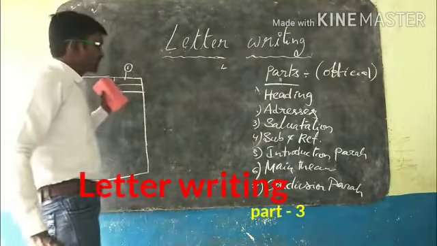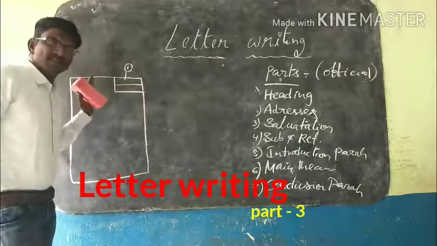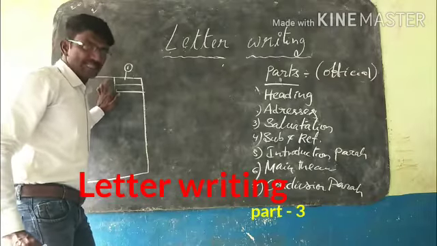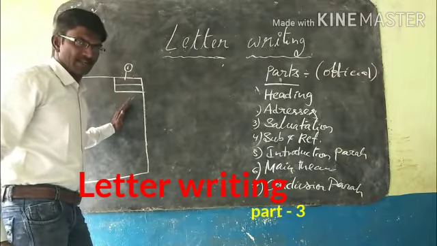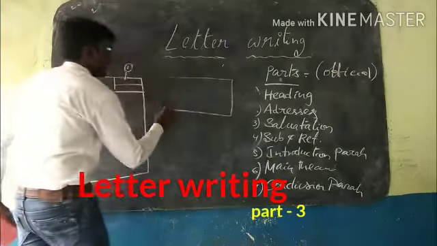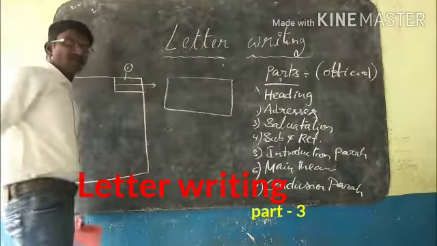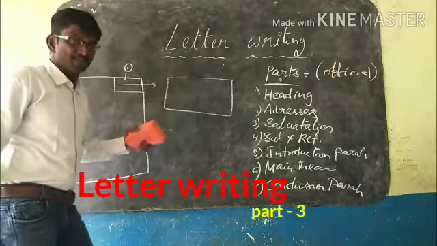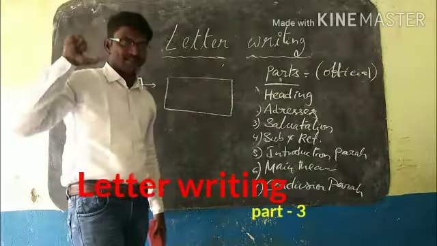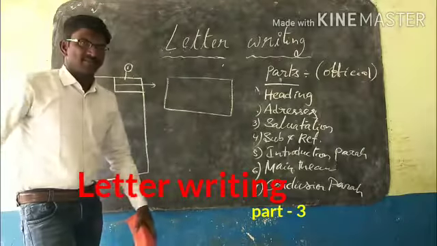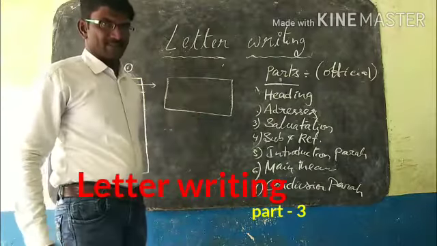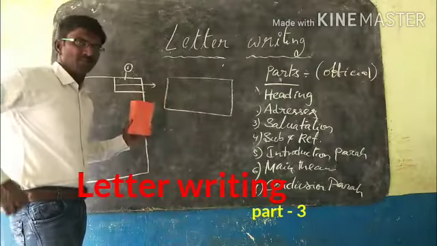Actually, in the place of the heading, if we use station and date, it's enough nowadays. But once upon a time, in the place of the heading, what we used to write, except the name of the sender or writer of that letter, the remaining address should be right there. That was the rule once upon a time.